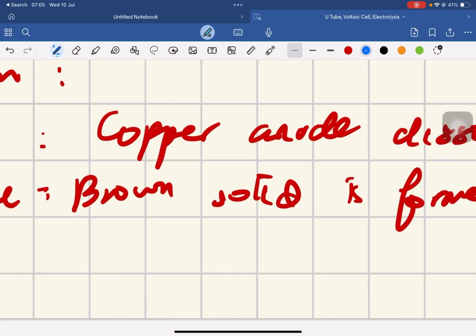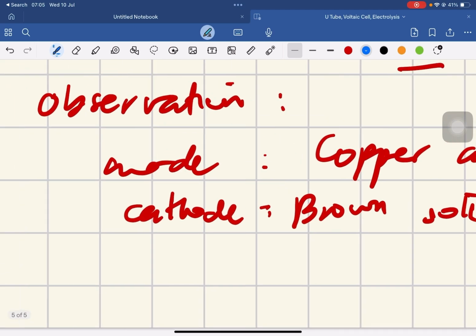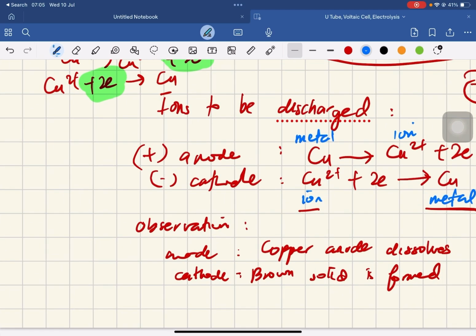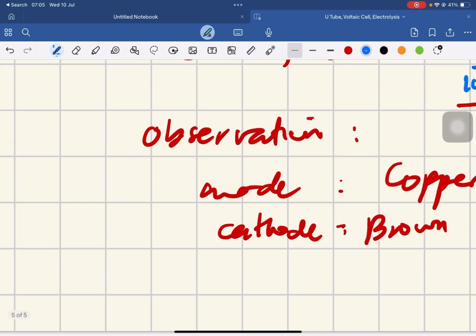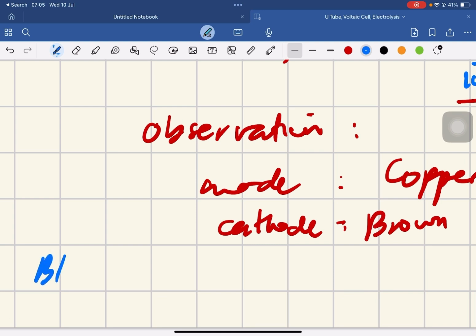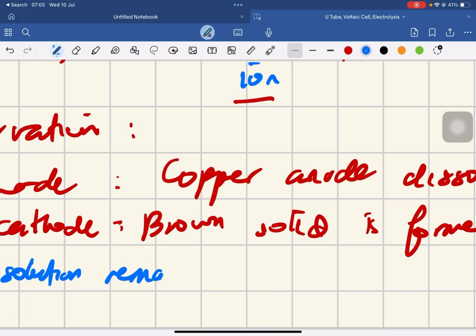Please take note. So you can say blue color. Remember the color of copper ion is blue. Please hafal. So by now macam dah hafal lah kot. Blue color of solution remains unchanged. Why?